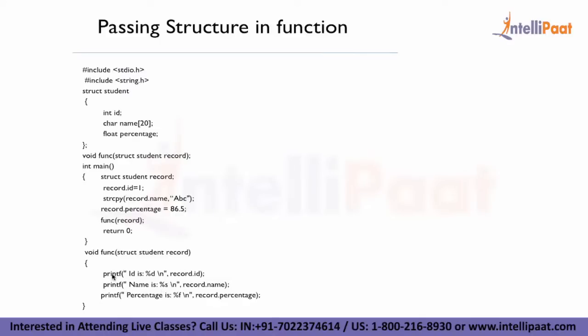So what will be the output of the program? The output of the program is whatever is printed by the function func. So the output is the id, whatever we have given. Say id is 1, name is abc, percentage is 86.5. So this will be the output of our program.